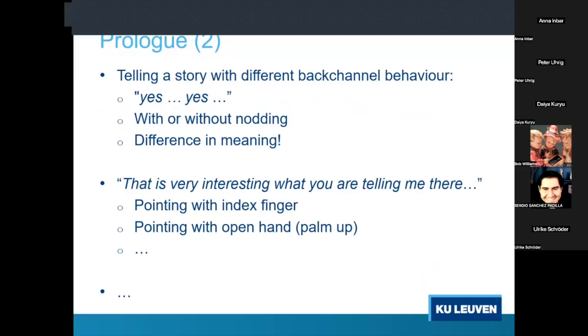Prologue part 2. Think of yourselves giving a talk or speaking to an audience, and again, starting with this idea, the meaning is in the words, right? Even, well, especially in simple words. Yes always means yes, something positive. People might think so. But imagine that you're talking to an audience, and that as a back channel behavior by that audience, you only get the signal, the lexical element, yes.